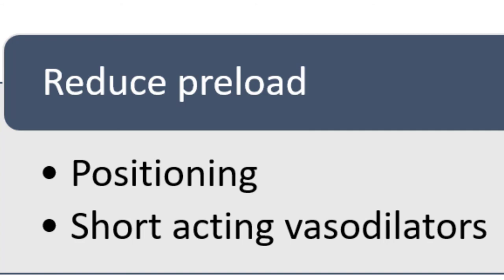The second plan of attack is to use vasodilation, and we're going to use short-acting drugs that cause this dilation to occur and increase the size of the venous reservoir. In turn, again, this will reduce the amount of blood returning to the heart.